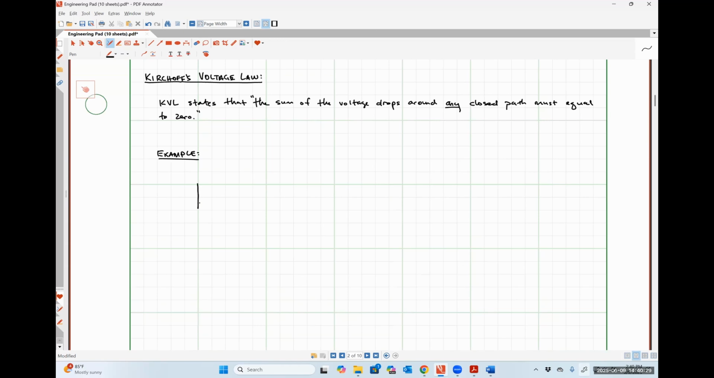So let's say that I have an 8-volt source connected in series to some resistance R, like so, connected in series to a 4-volt source, which is in turn connected in series to a 7-volt source, like so.